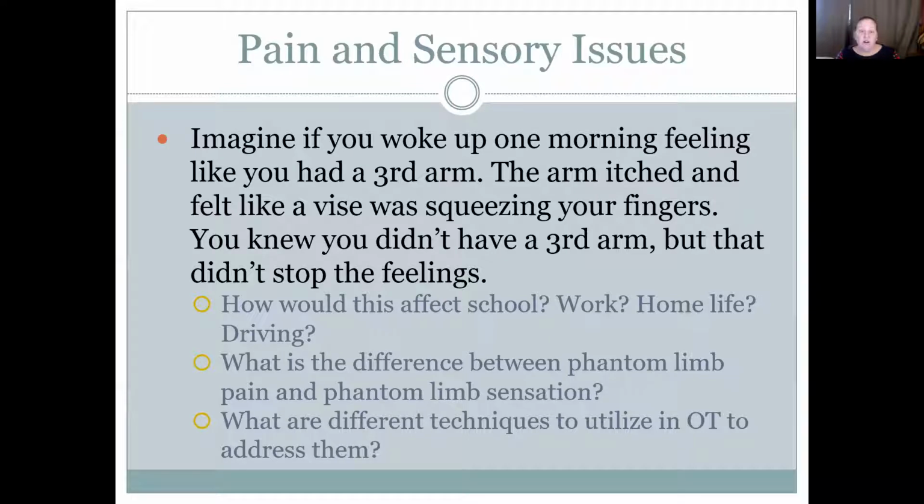So we've discussed how it would be different in our clients' lives if there was an amputation, the difference between phantom limb pain and phantom limb sensation, and also the 3 different techniques to utilize in OT to address them, which were medication, TENS, and mirror therapy.